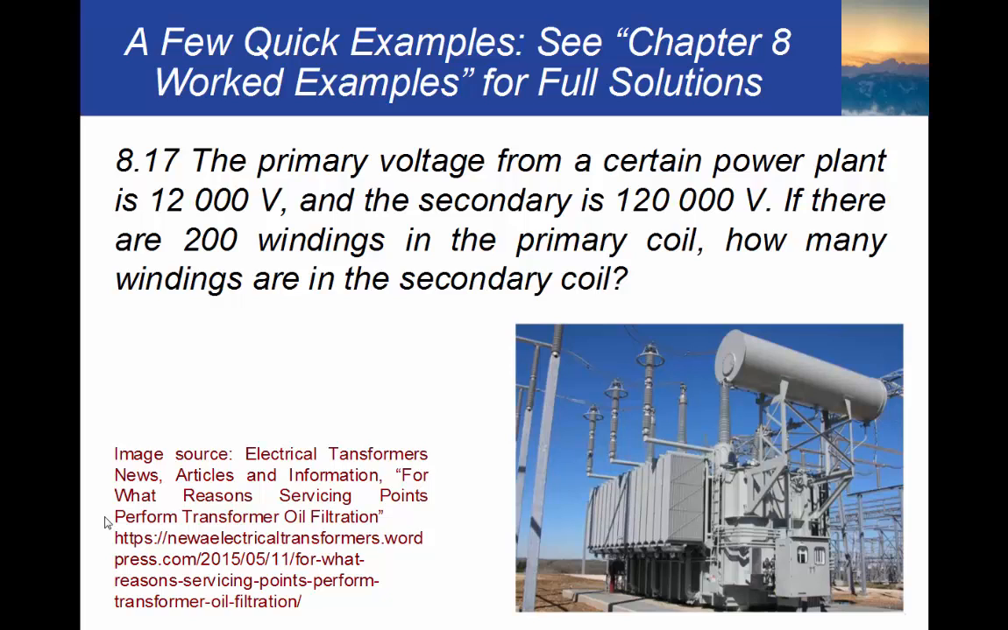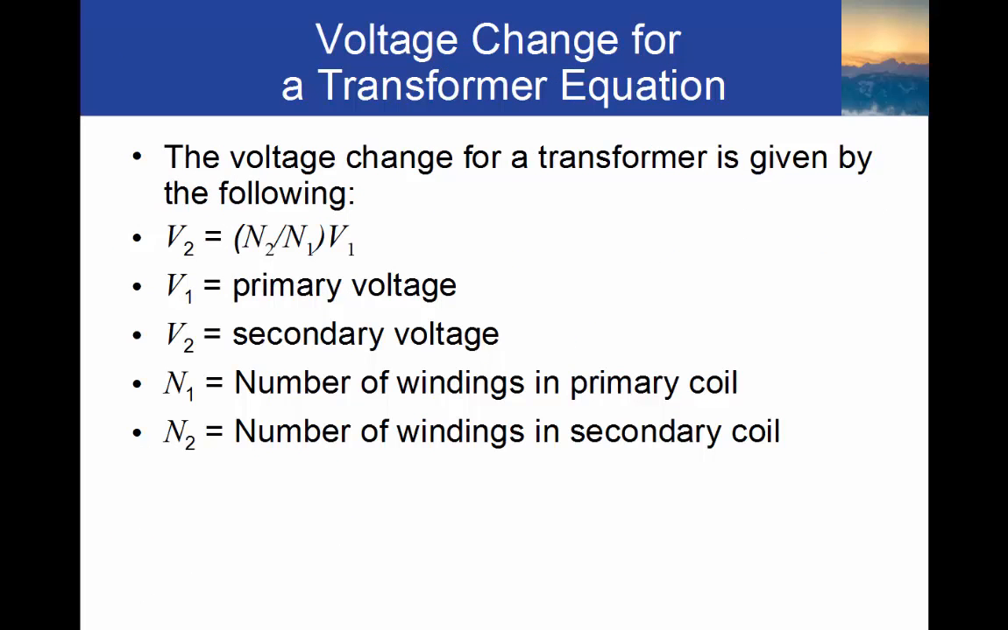Alright, let's talk a little bit about transformers. So we have a primary voltage from a certain power plant at 12,000 volts and a secondary at 120,000 volts. And we know that the primary has 200 windings. We want to know how many windings are in the secondary coil.